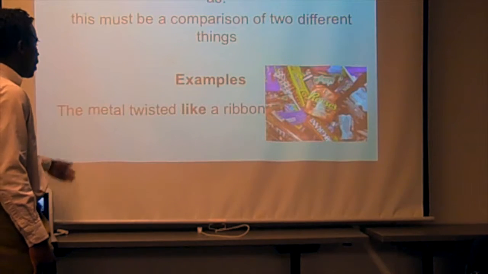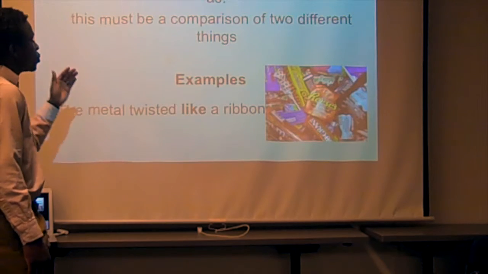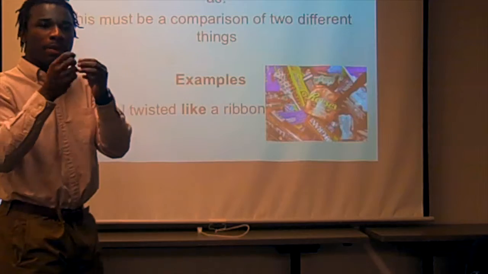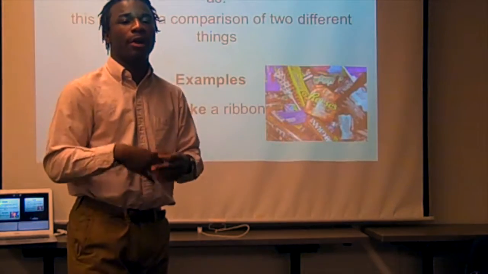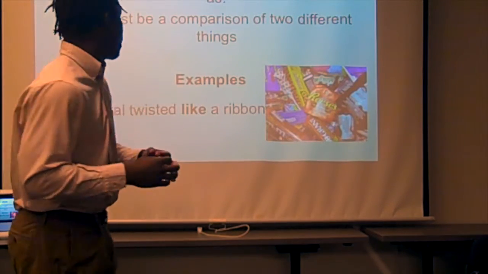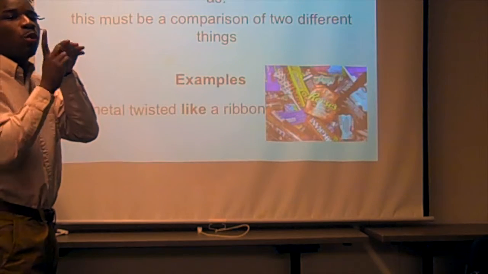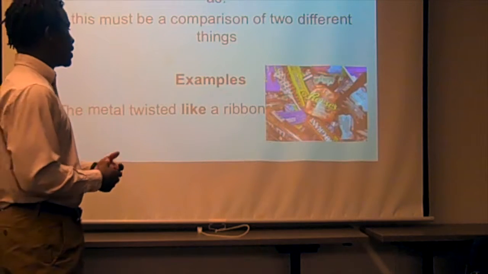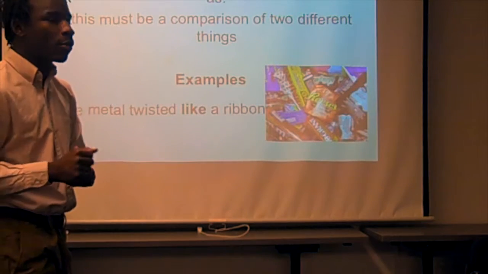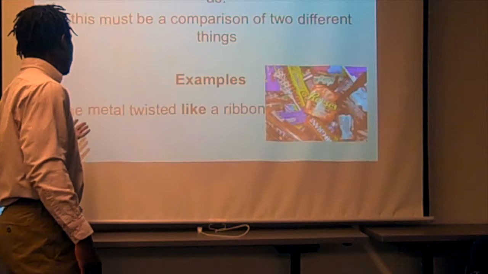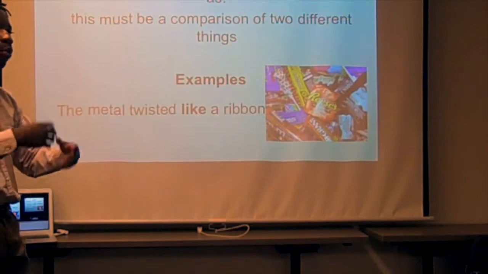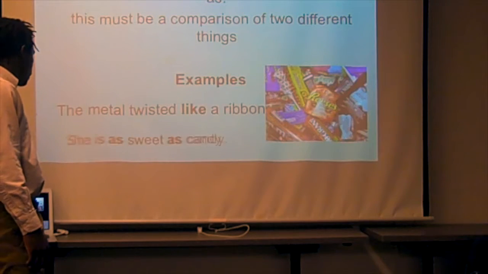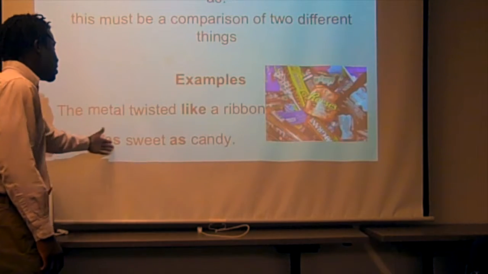The metal twisted like a ribbon. All right? Now think of a ribbon being twisted, maybe into a bow in your hair. It's twisted like a ribbon. See, now the metal is being twisted, and it's being described to have twisted like a ribbon. Did it literally mean that the metal twisted like a ribbon? No. But it's a very good sentence that is describing the way that the metal was bent or contorted, okay? Another example. She is as sweet as candy.